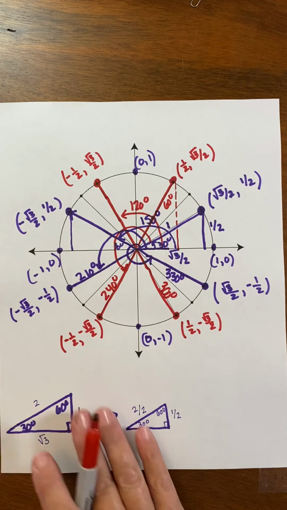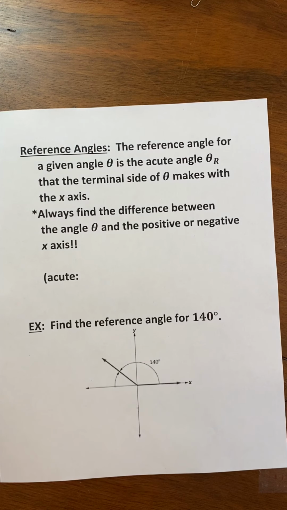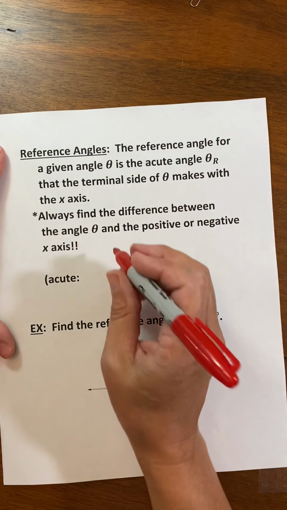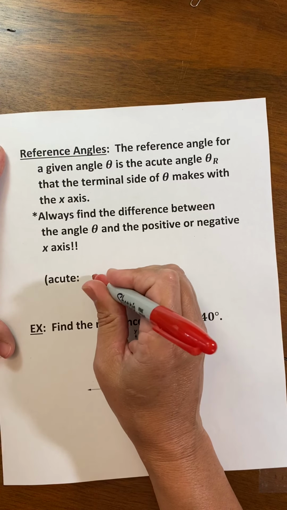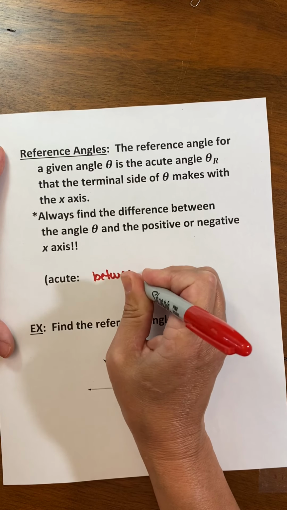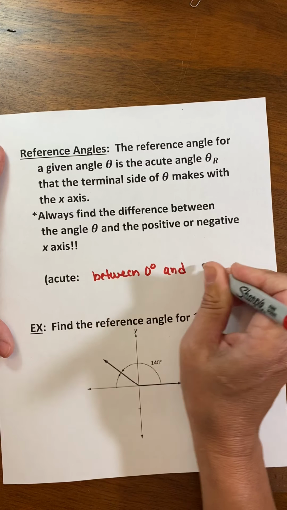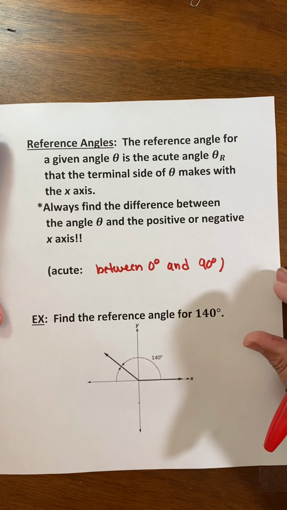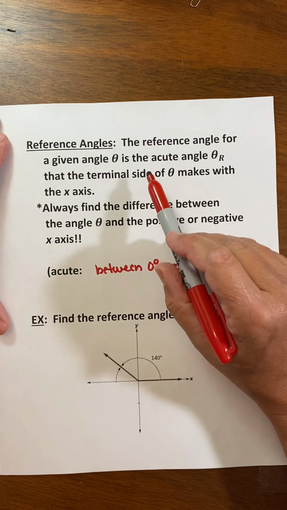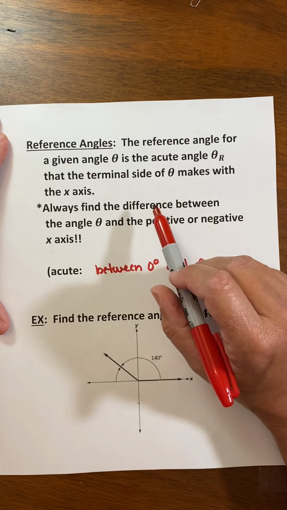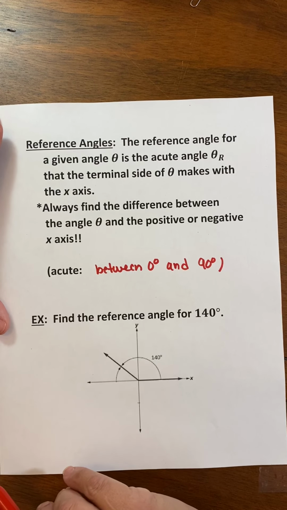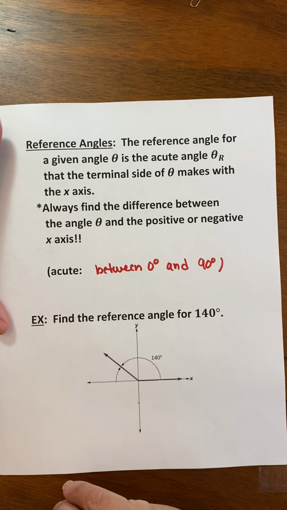All right. So, reference angles, new definition. A reference angle for a given angle is the acute angle, right? What does acute mean? Acute is between 0 degrees and 90 degrees. It's acute, so it's cute, and it's little, so it's between 0 and 90 degrees. So a reference angle for a given angle is an acute angle that the terminal side of theta makes with the x-axis. Always find the difference between theta and the positive or negative x-axis.